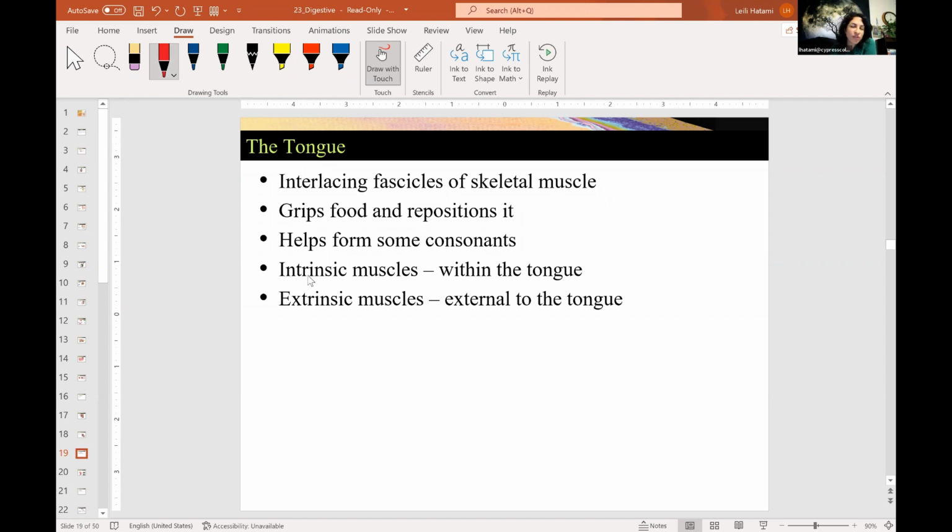We can divide the skeletal muscles related to our tongue into intrinsic muscles, whose origin and insertion are inside the tongue. We call them intrinsic muscles. Then there are extrinsic muscles, which originate externally to the tongue, from the bones around the tongue, and are then inserted into the tongue.